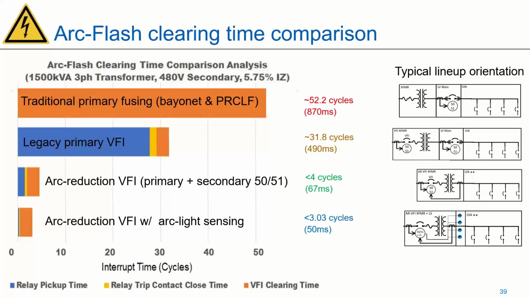One of the options I didn't speak about on the last slide was arc light sensing. So with our standard ARVFI transformer, not only are you sensing on the secondary side with CTs, you do have the option to include arc light sensors inside the low voltage compartment. And what that would do is help reduce your pickup time even more. So you're down to 3 cycles or so, or 50 milliseconds. So you're able to improve that clearing time even further. It doesn't sound like a big change when you're talking 4 cycles to 3, or 67 milliseconds to 50.